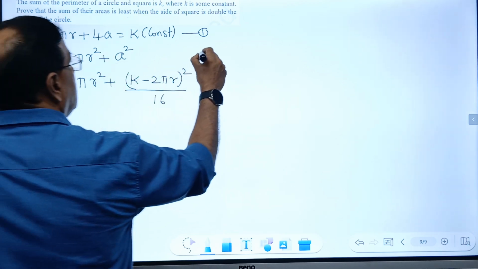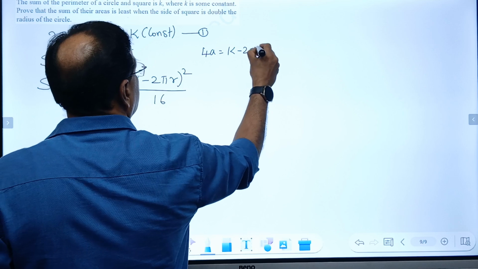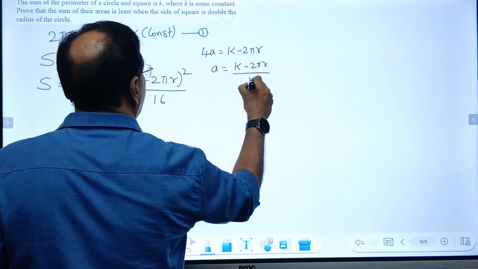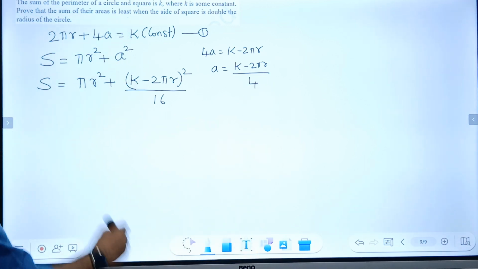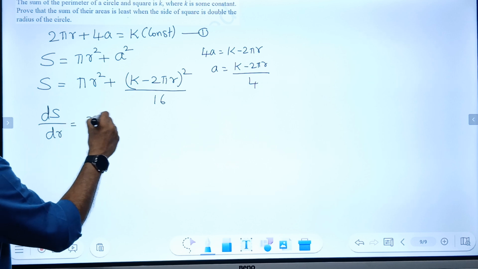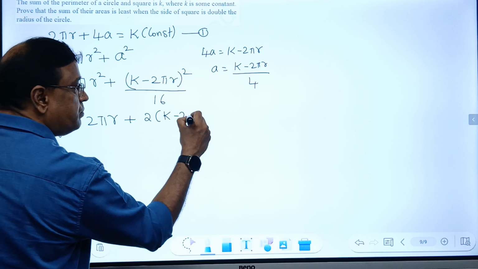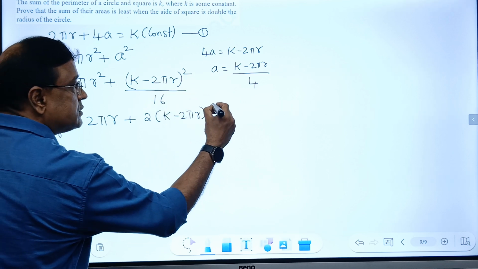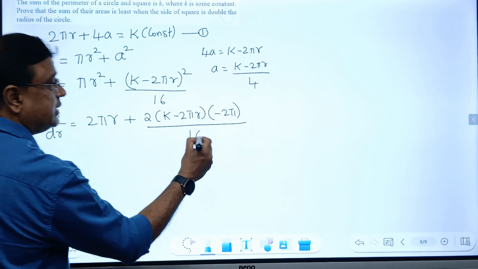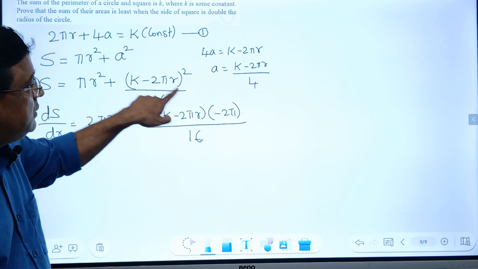How did I get that? From here I get 4a equal to k minus 2 pi r and a equal to (k minus 2 pi r) by 4. That's what I did here. Now I am going to differentiate ds by dr, which is 2 pi r plus power 2 into (k minus 2 pi r), and differentiation of minus 2 pi r will be minus 2 pi, divided by 16. Normal differentiation: 2 pi r, then I differentiate the power, then the base.